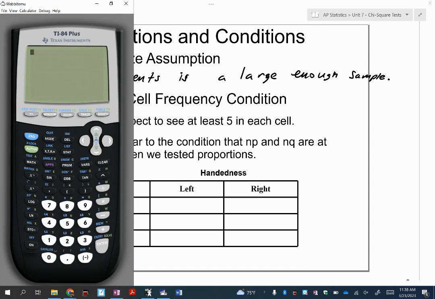Okay, so what I'm going to do is go to my matrices. I want to input some rows and columns for a matrix. So remember, second matrix.